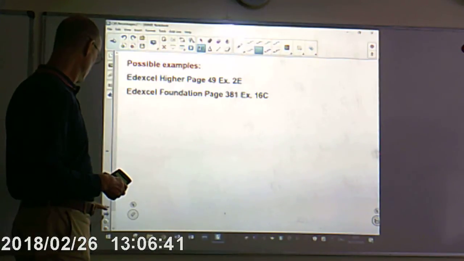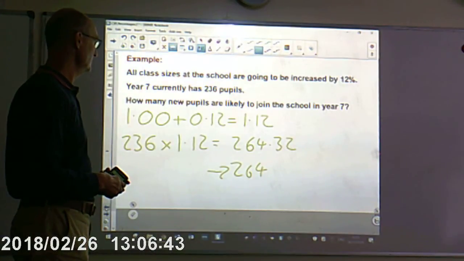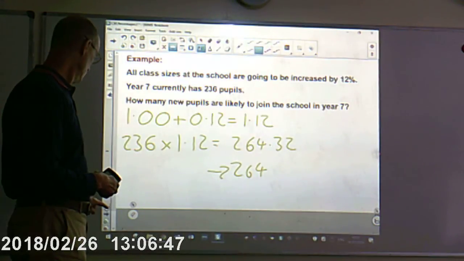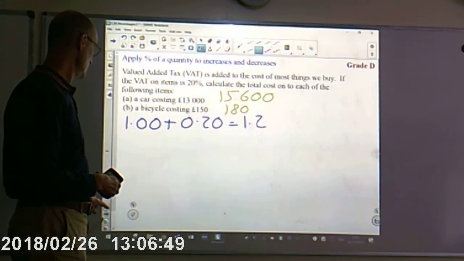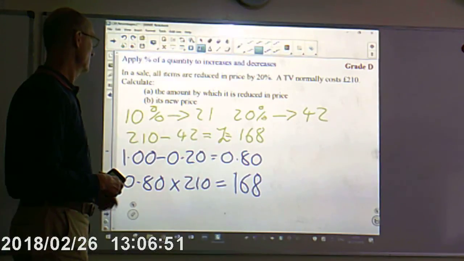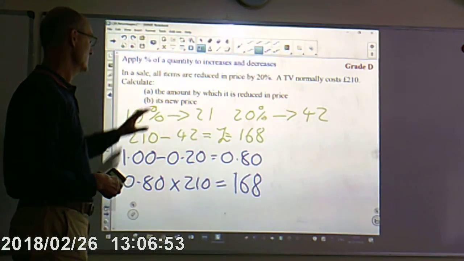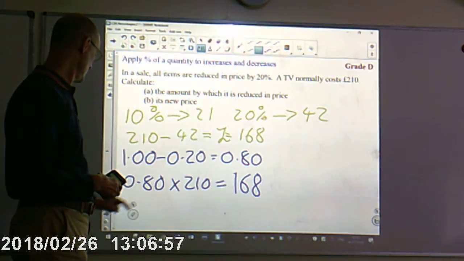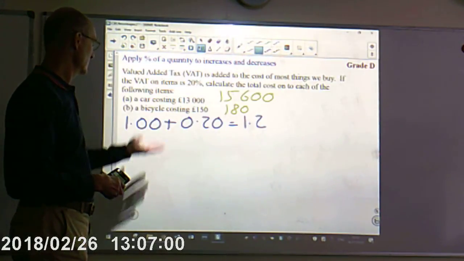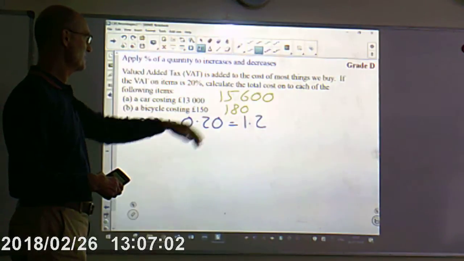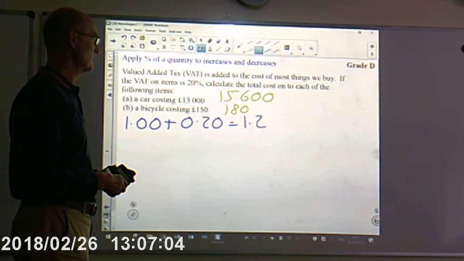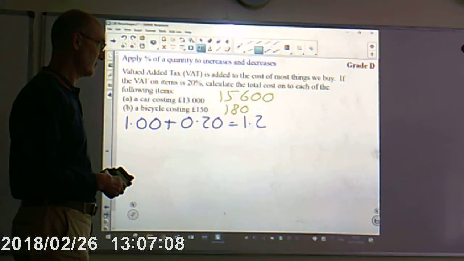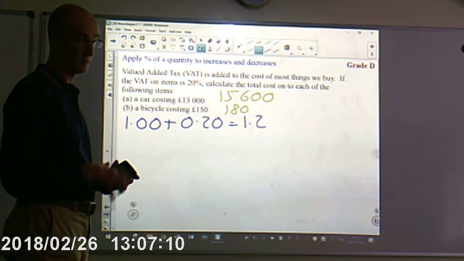Okay, so we've done a few examples there. We've talked about reducing and increasing costs. So this one was reducing, so our multiplier is going to be less than 1. And when we're increasing, our multiplier is going to be more than 1. So you've got a few examples there to be working with. Hopefully that will help you be able to cover questions for yourselves in the topic.